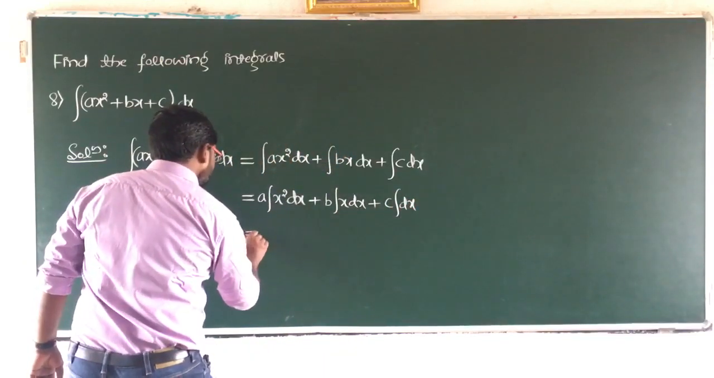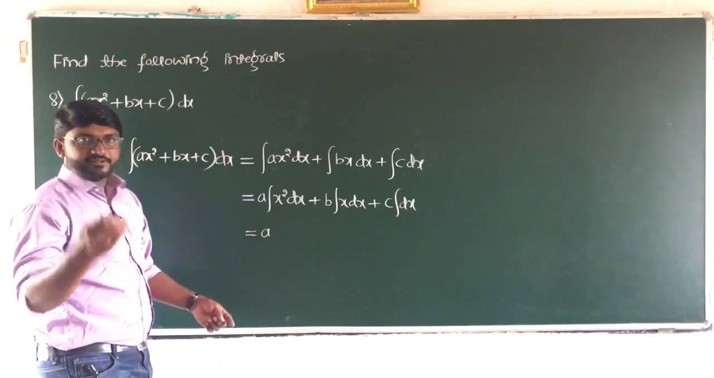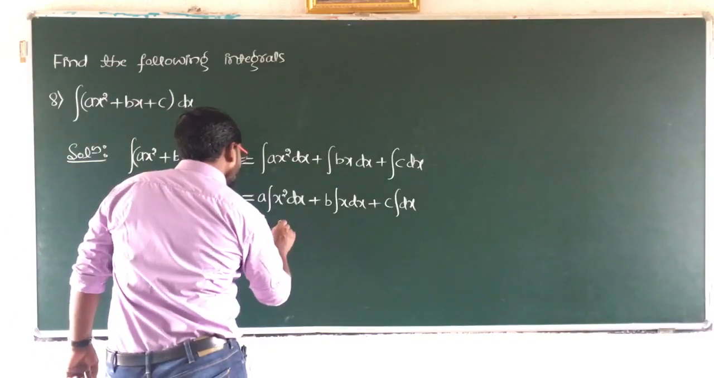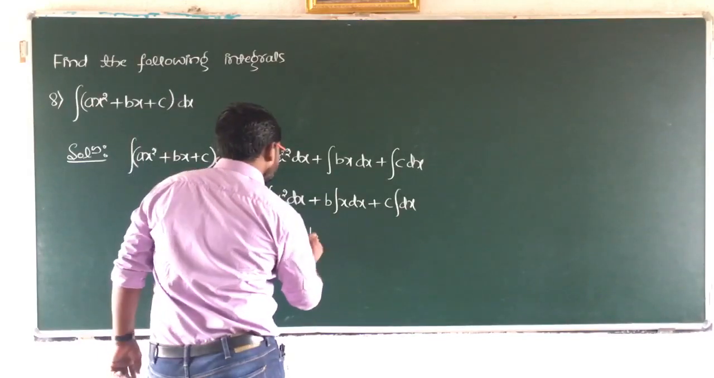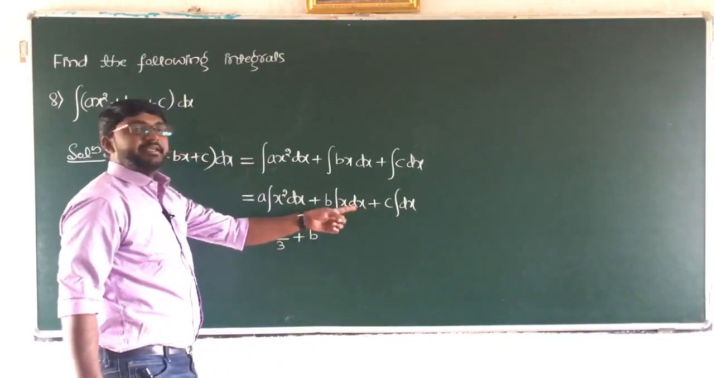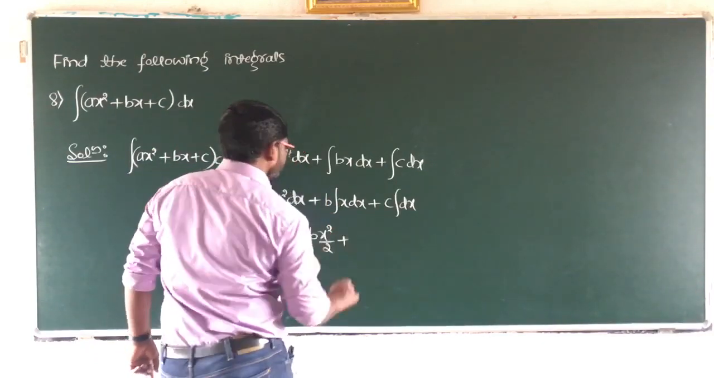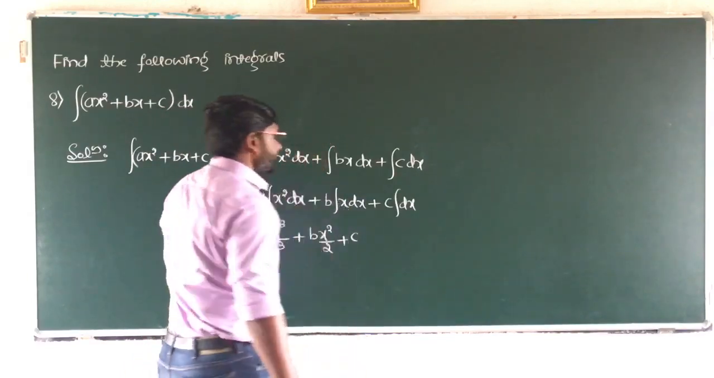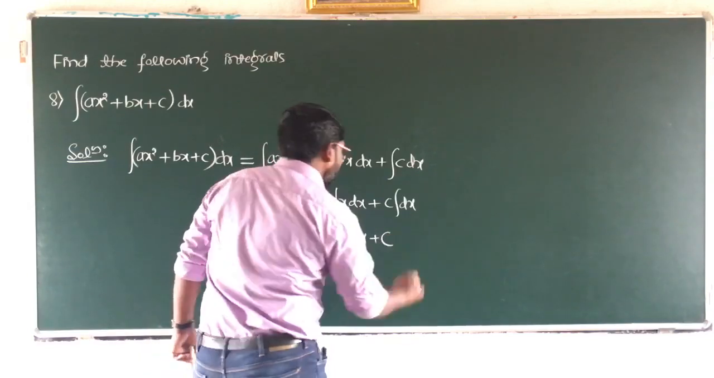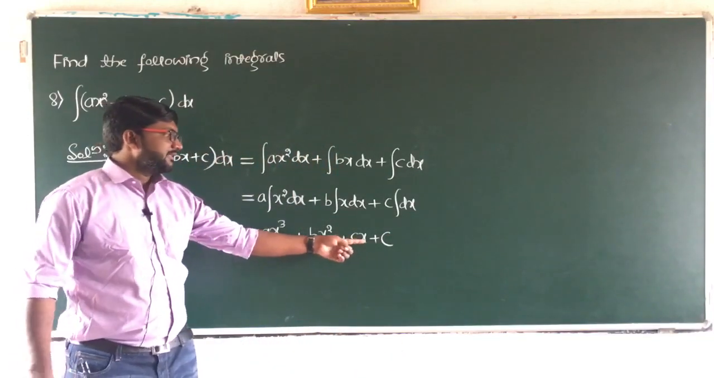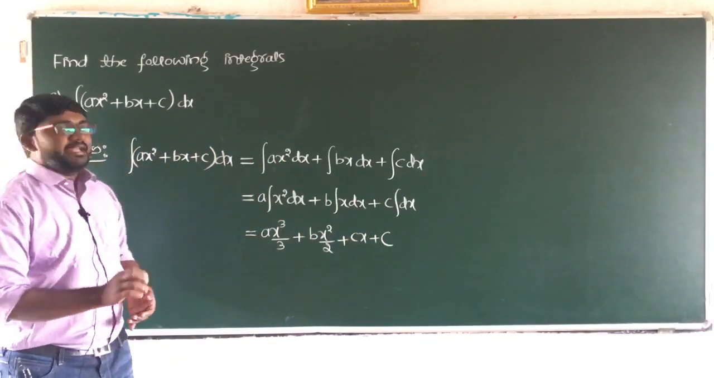Now a write it as it is. What is the integral of x square dx? It is x to the power 3 divided by 3. Plus, now b write it as it is. What is integral x dx? It is x square divided by 2. Then c, write it as it is. Then what is integral of dx? It is x plus, here we have to write capital C. Already there is small c, so we have to write the constant of integration at the end. So this is all about the 8th problem.